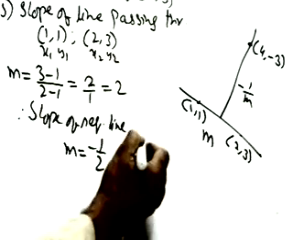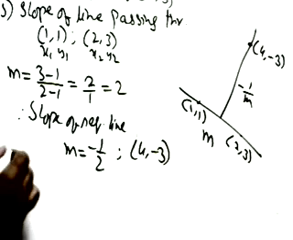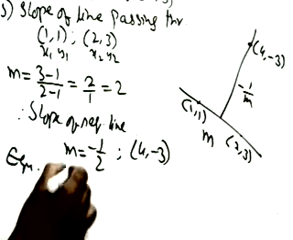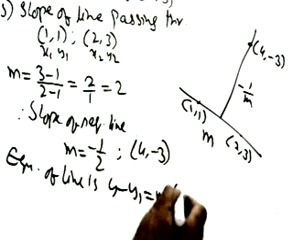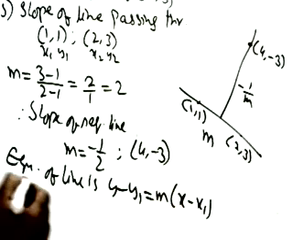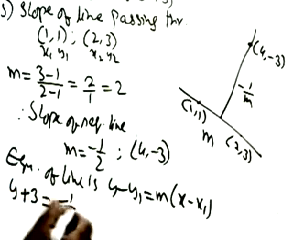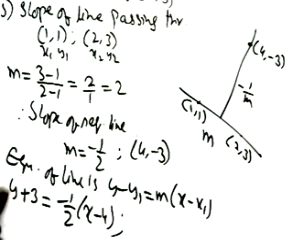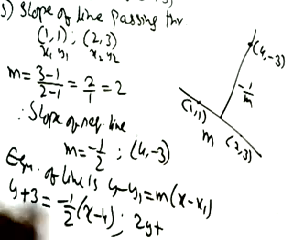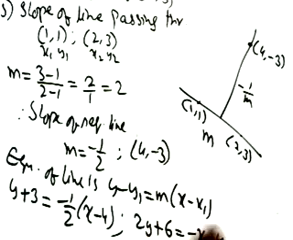One point is also given, the line passes through the point (4, -3). So we have a point and slope, therefore we can use the point-slope formula: y minus y1 equals m into (x minus x1). Let me substitute: y minus y1 is -3 minus 1... wait, y minus (-3) is y plus 3, m is -1/2, into x minus 4. Let me solve this. Bring the 2 here: 2y plus 6 equals minus (x minus 4), which is minus x plus 4.